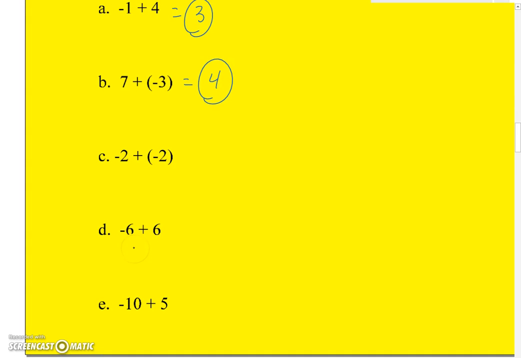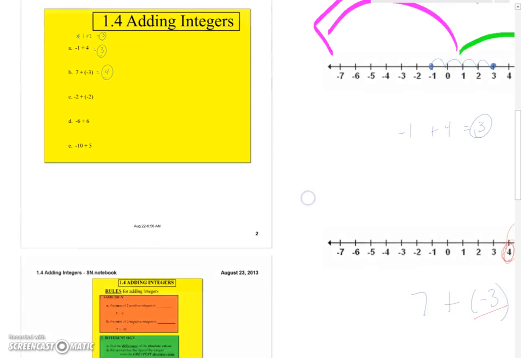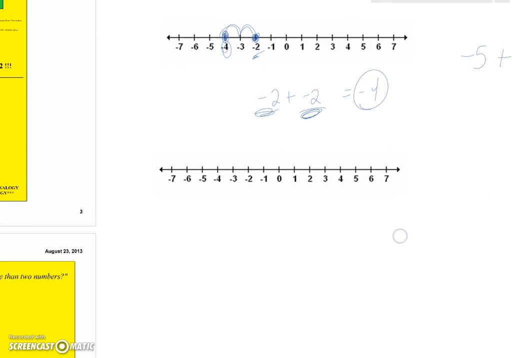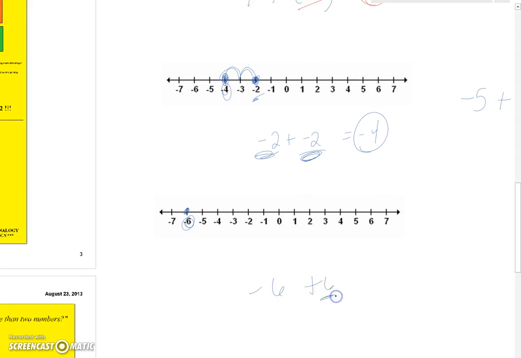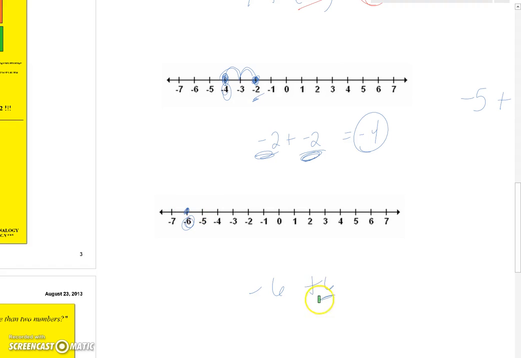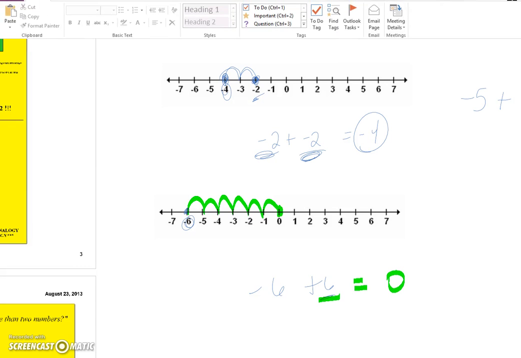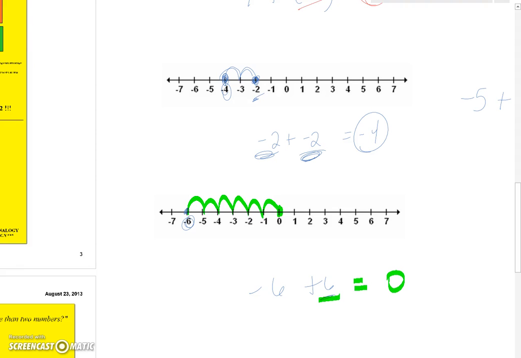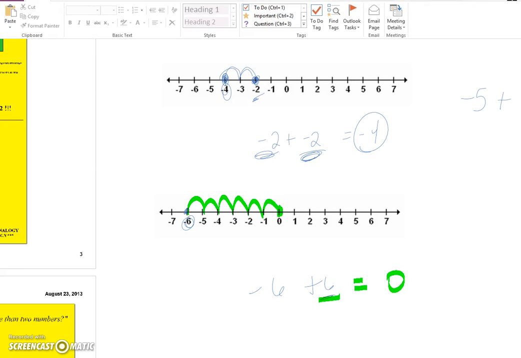Let's take a look at negative 6 plus 6. Go back over here. Negative 6 plus 6. So I start at negative 6. I start down here at negative 6, and I'm going to add positive 6. I'm adding positive, so I'm going to go to the right. I'll use my green arrow here. Let's count 6. 1, 2, 3, 4, 5, 6. And now we're at 0. So negative 6 plus 6 gives us 0. There's how you see this on the number line. I'm going to skip the last problem, but I think you can see where we're going.